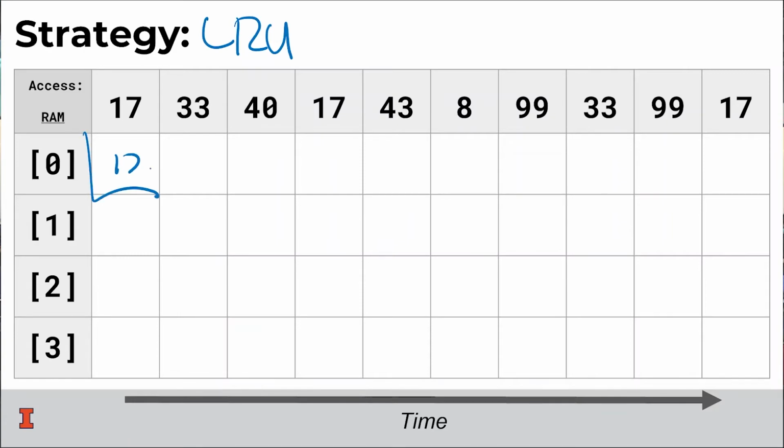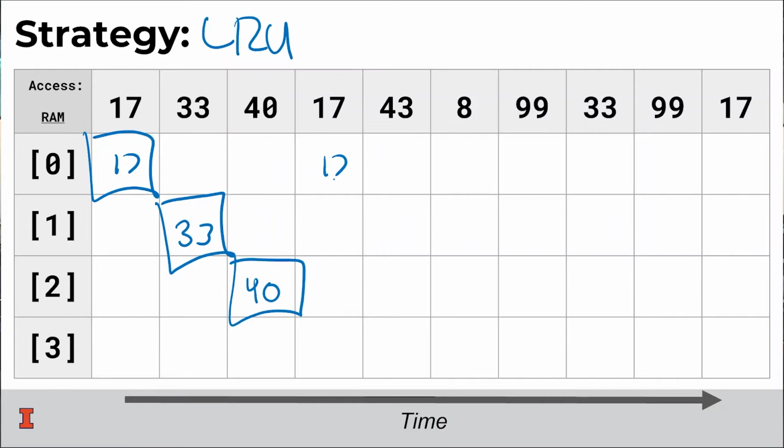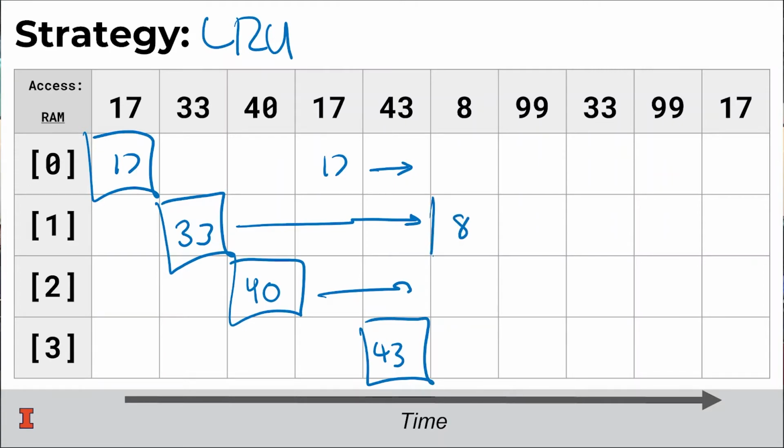We go 17, that's a page fault. 33 is a page fault. 40 is a page fault. We access 17. And now 43 can get loaded into RAM as a page fault. Then we get to 8. And at this point, what page was least recently used when we got to the 8? 33. Ooh, we're not optimal anymore, but we have to use some heuristic that we can actually do something with. So yeah, we go ahead and kick out 33, because that was the least recently used page.